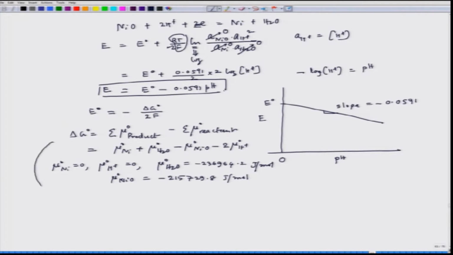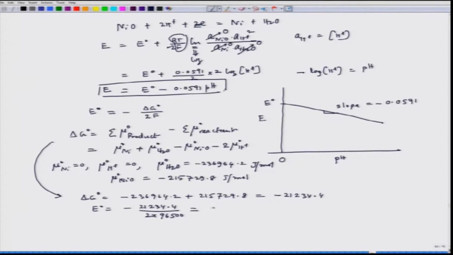Then ΔG0 is −236,964.2 + 215,729.8, which is equal to −21,234.4. Therefore, E0 would be equal to 21,234.4 divided by 2 times 96,500, which is equal to 0.11 volt. So for this line, this point would be 0.11 volt, since when pH is equal to 0, then E equals E0. So we do get a plot.